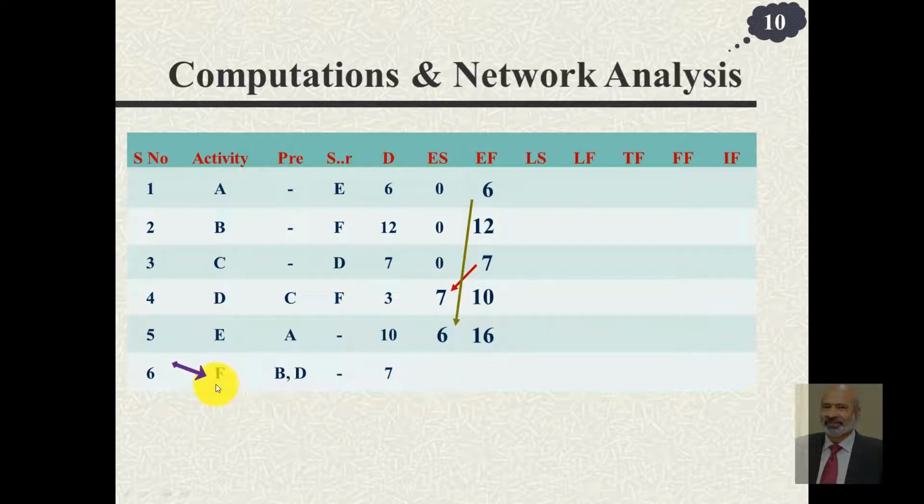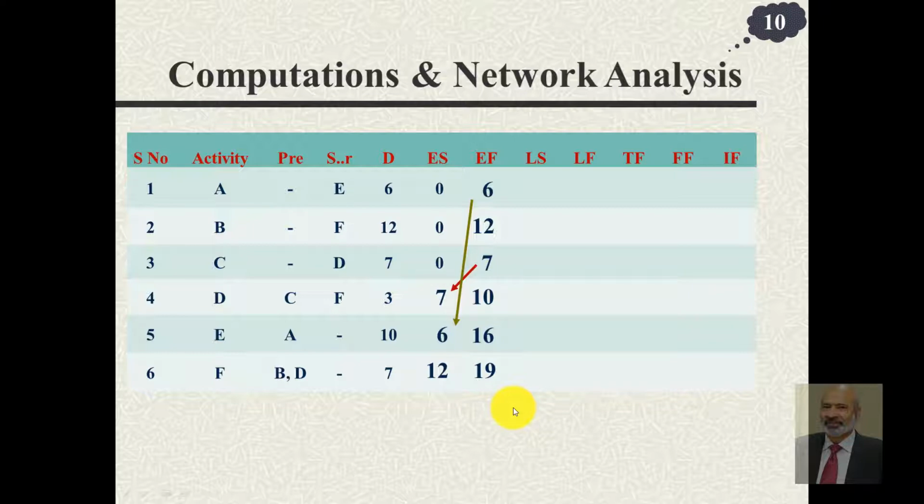Activity F follows two activities, B and D. B finishes at 12 and D finishes at 10, and we have to pick the larger one, maximum out of 10 and 12, that is 12 plus 7, you get 19. That means this project can be completed in 19 days. So the forward pass is complete.